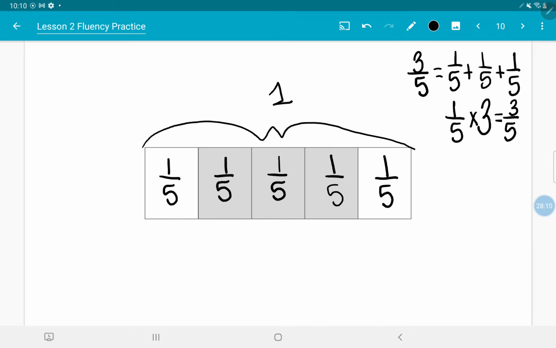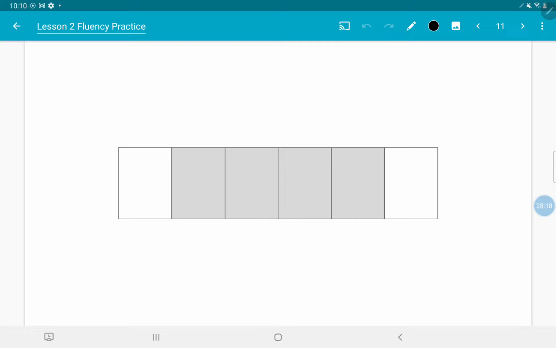Okay. Let's make sure we're paying attention. Let's try another. 4/6. I want you to write down the shaded portion.